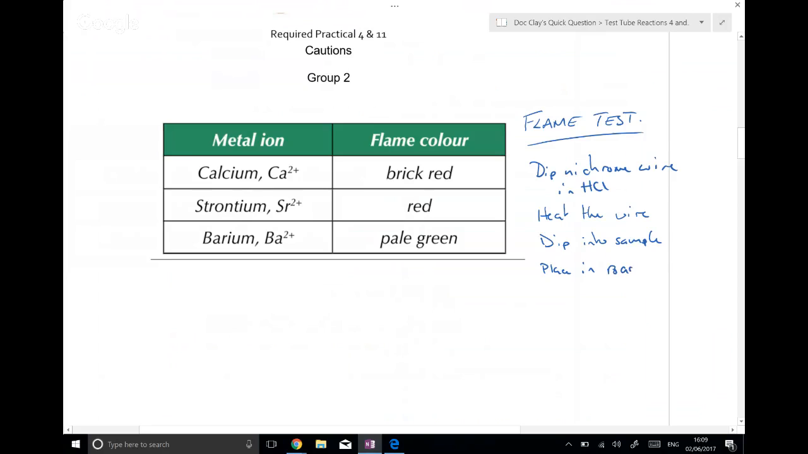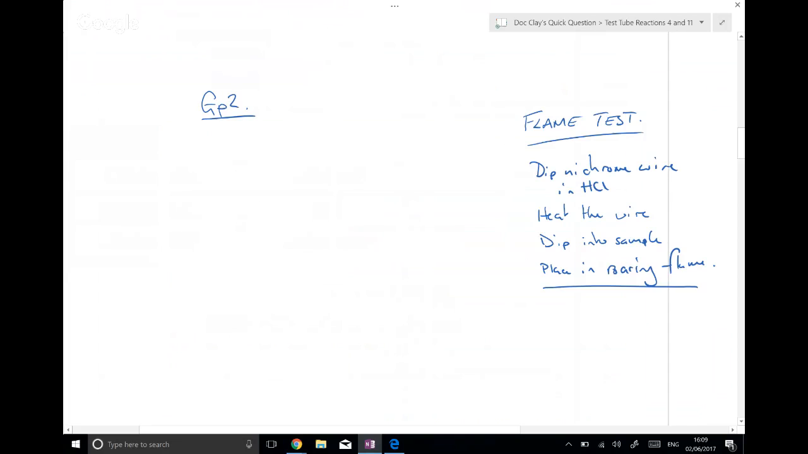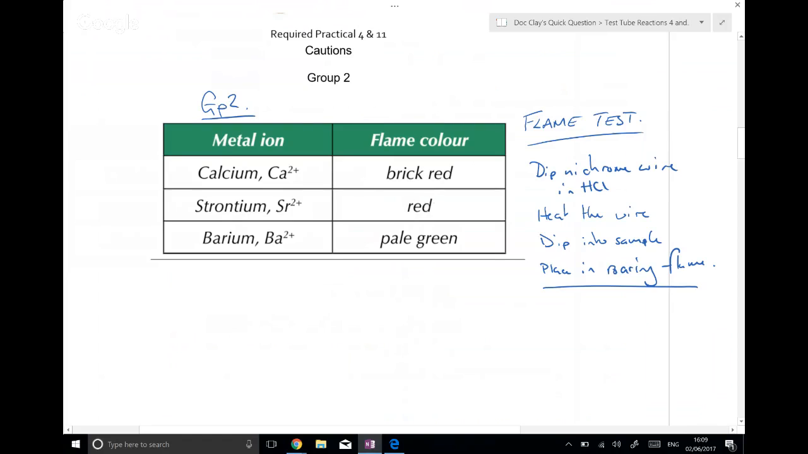Now, that is one way of identifying, because each of your metals, that's calcium, strontium and barium, these are group 2 metals, will give you a different color as follows: brick red, red and pale green. However, to be quite honest with you, that's not a very good test tube reaction. I would suggest it's a flame test reaction, nothing really that you can do in a test tube.